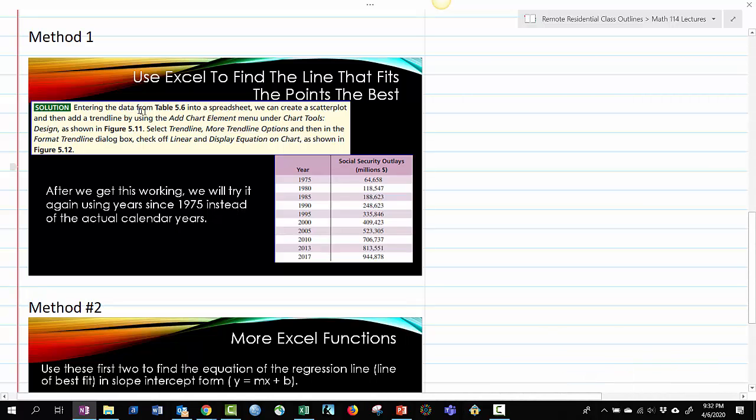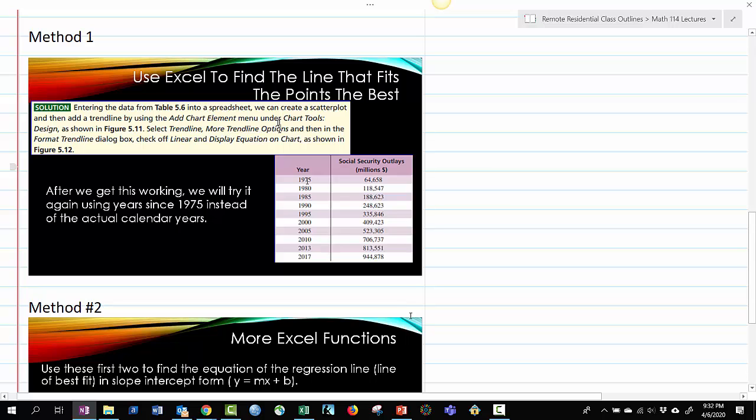Okay, so what this says is, entering the data from Table 5.6, that's this table over here, into a spreadsheet, we can create a scatter plot and then add a trend line by using the Add Chart Element menu under Chart Tools. All right. So you might want to take a moment, pause the video, and write these phrases down: Add Chart Element, and then under Chart Tools, Design, select Trendline and More Trendline Options. Okay. All these words that are in italics are the command-type things I'm going to use.